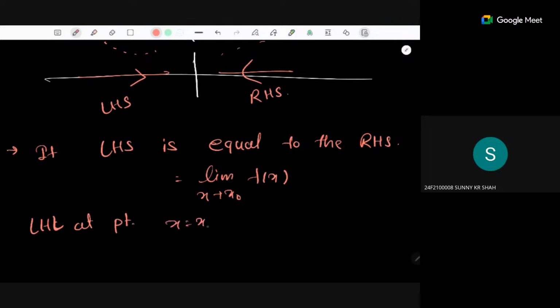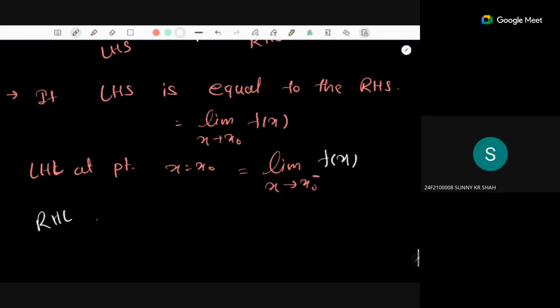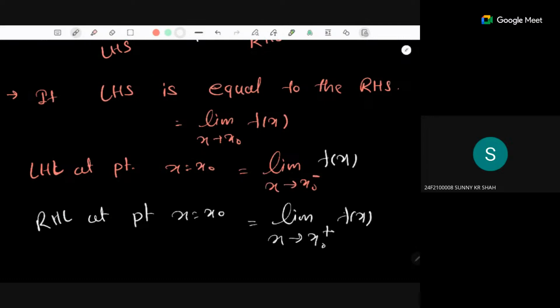The left hand limit at the point x equals x naught is denoted by limit x tending to x naught minus of f of x, and the right hand limit at x equals x naught is denoted by limit x tending to x naught plus of f of x. If the right hand limit and the left hand limit go to the same value, then this is known as the limit of the function.